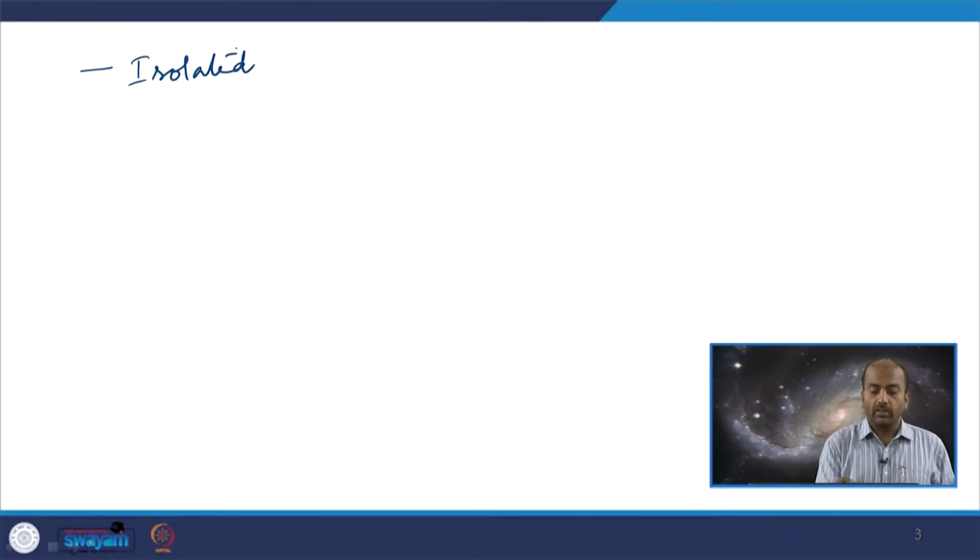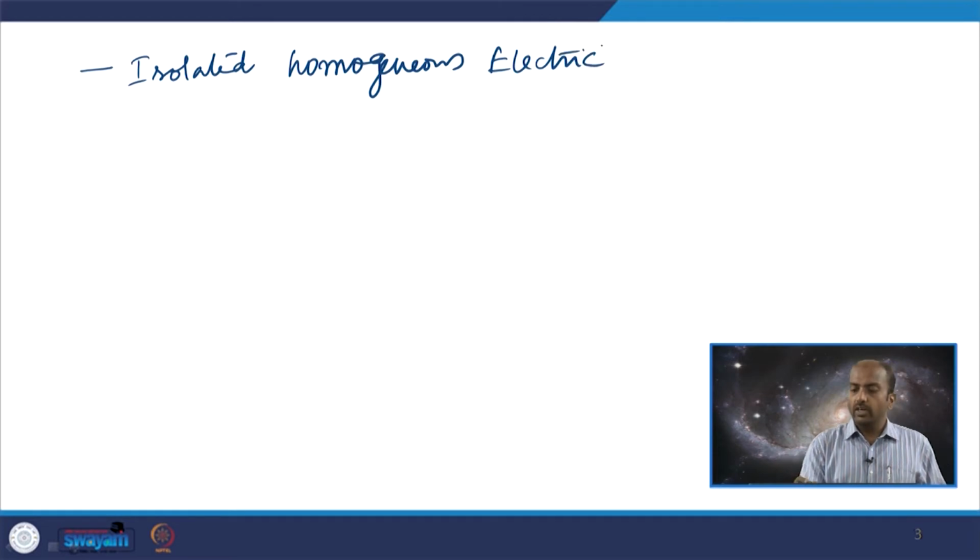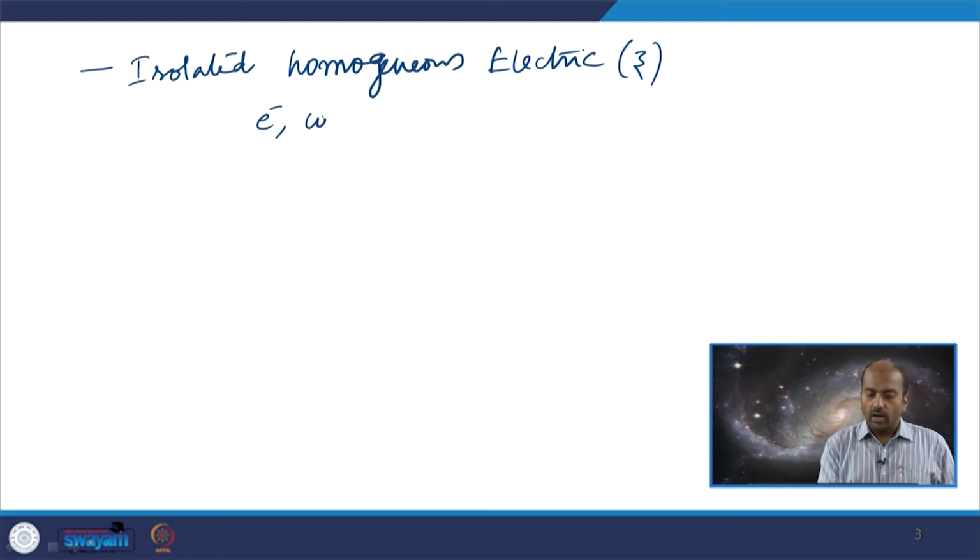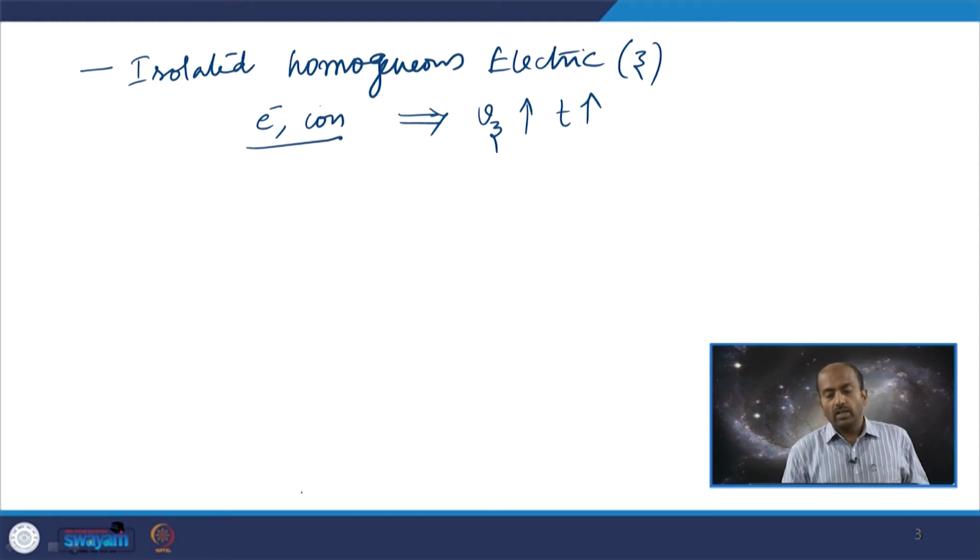In our last discussion, we saw how a single particle will behave in an isolated, homogeneous electric field, with no magnetic field. We considered an electric field along the z axis, and the movement of, let us say, an electron and an ion in these fields. What we realized is that the velocity of the particle along the direction of the electric field varies linearly with respect to time, and the velocity of the particle in other directions remains uninfluenced.